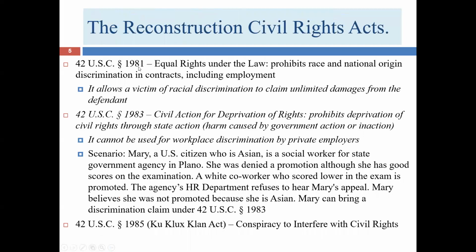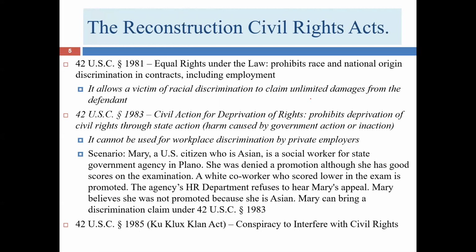Okay, so we've talked about Section 1981. Again, it allows a victim of racial discrimination to claim unlimited damages from the defendant. We'll talk about this later. Actually, we talked about this in the last chapter. This is really important. This is the part that I want to draw your attention to, the idea of unlimited damages. Under Title VII, a successful racial discrimination plaintiff can get damages, but there are definitely limitations. You're not going to get millions of dollars out of a Title VII claim, but out of a Section 1981 claim, that is a possibility.